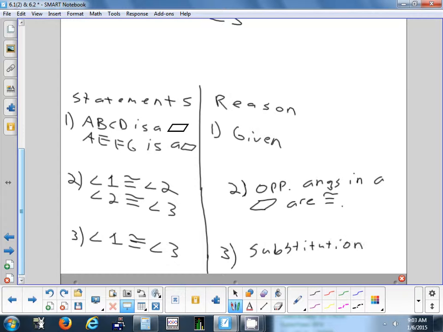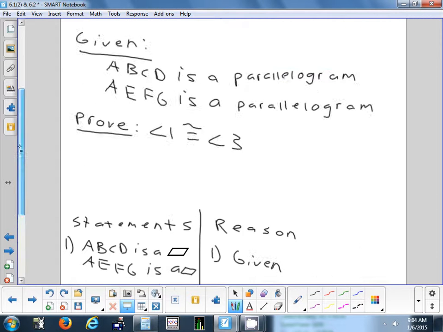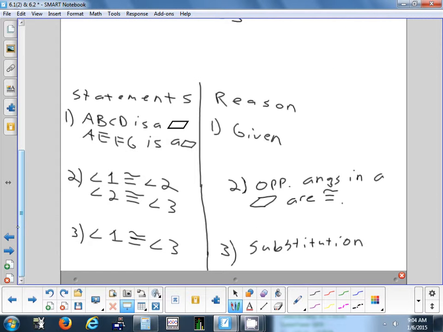When you write substitution, make sure I know it's substitution and not subtraction. So if you just put SUB period, I don't know if you mean subtraction property of equality or substitution. So just write out substitution. And that's it. That's the whole proof. Okay, we didn't even have to break these down into triangles. We just had to use properties of parallelograms. Okay, any question on that one?